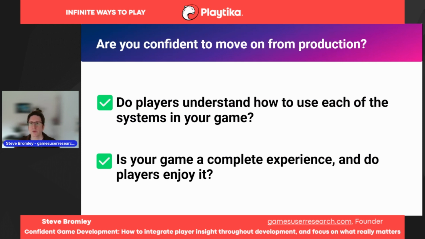So we've talked about some of the player insight opportunities for production. You'll know you're ready to move on from production when you're confident you understand the following things. Do players understand how to use each of the systems in your game? So are those usability issues addressed and can they get through it? And also through the pulse checks, when your game is a complete experience, does it come together as a whole and do players like the combination of all these systems adding together into making one complete game? Is this resonating correctly?